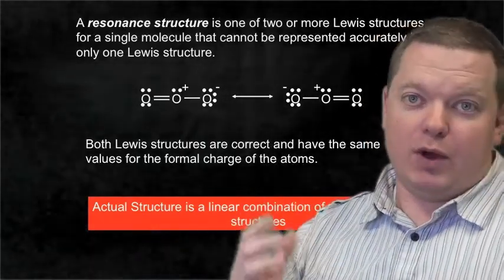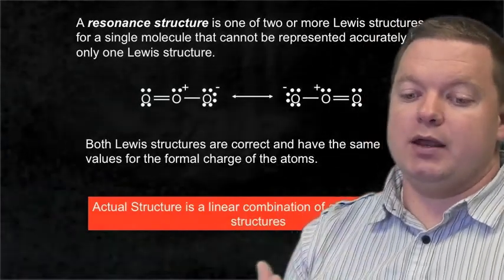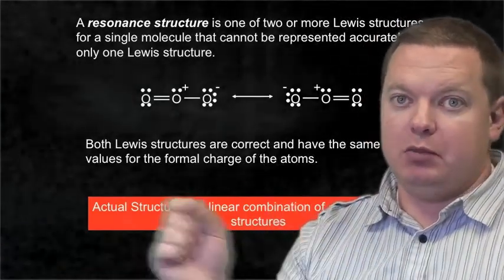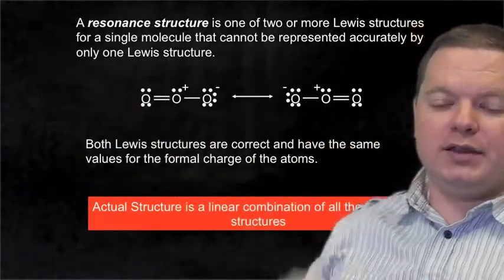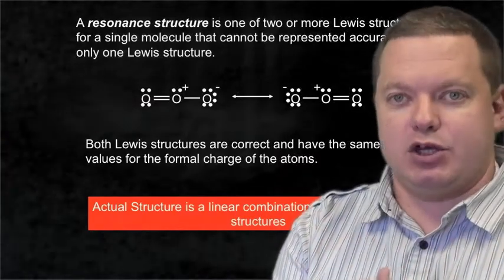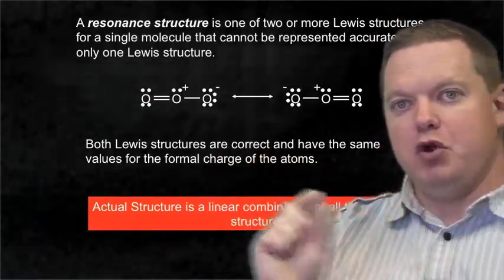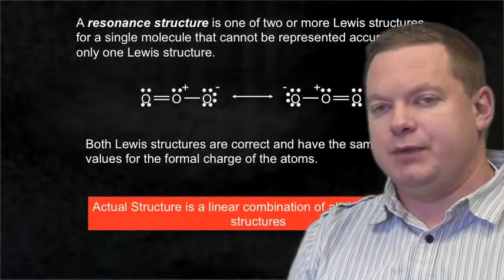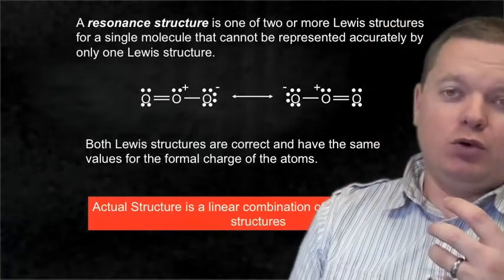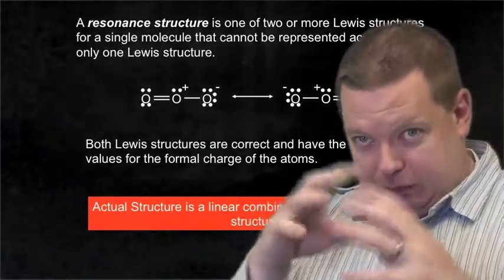So these are what we call resonance structures. They're equally favored. And in actuality, the actual structure is some linear combination of those. It's not this Lewis structure, and it's not that Lewis structure. It's actually a combination of both of them. So you can think of those electrons that are being shared as moving back and forth between those two outside oxygens.